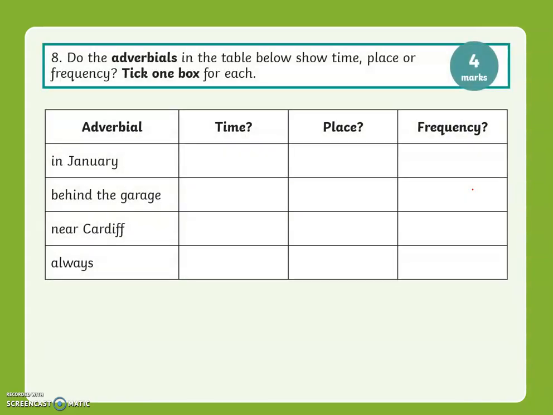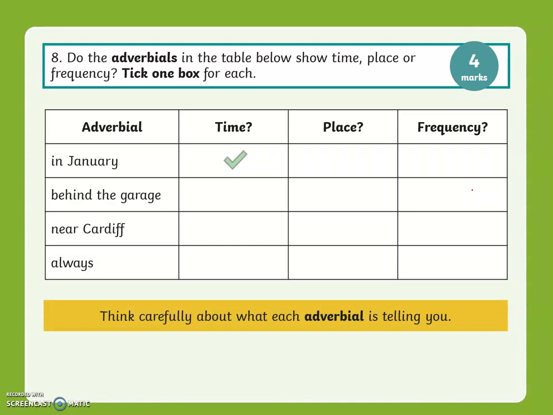So, do the adverbials in the table show type, place, or frequency? Tick one box for each. Now, I know that'll be difficult for you, but if you just want to tell the person that you're doing this with, or just make a mental note of which one goes where, then that's fine. So, I'll just show you this. Think carefully about what each adverbial is telling you, and I'll give you a couple of seconds just to try and get your ideas together, and then we'll go through the answers and we'll explain why. So, off you go.